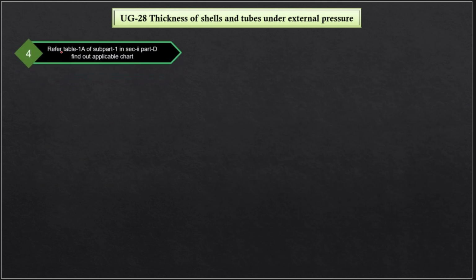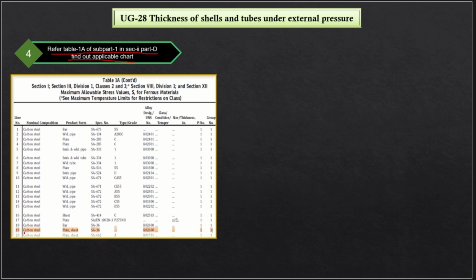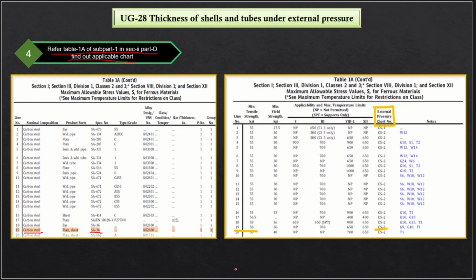The next step, after finding the factor A value, is to go to Table 1A of Subpart 1 in Section 2 Part D. If you go to ASME BPVC Section 2 Part D, that is Table 1A, 1B, you will get some stress values there, and also some external pressure charts. For different materials, there are different external pressure charts given in Table 1A. Here I'm selecting a carbon steel value. For this, on the next slide, you will get the minimum tensile strength, yield strength, and also the external pressure chart to find factor B. From here we will find the factor B values, guys.